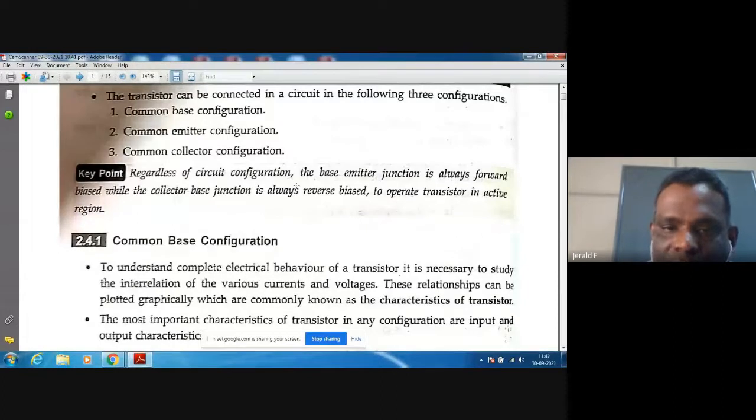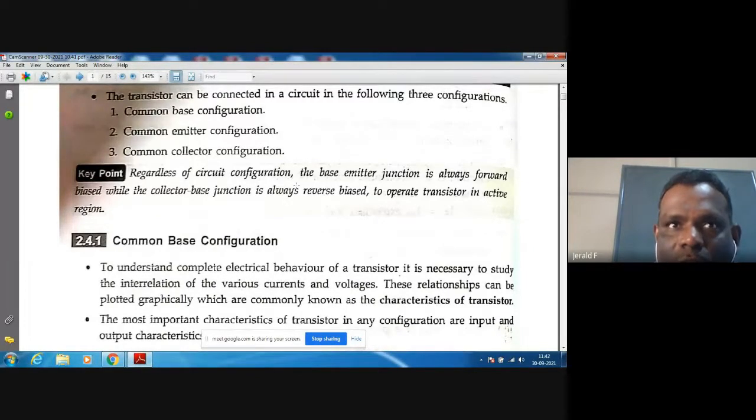The emitter base junction is always forward biased. That is very important. The collector base junction is reverse biased. In this condition, the transistor operates in the active region. Otherwise, it will not act as an active transistor.